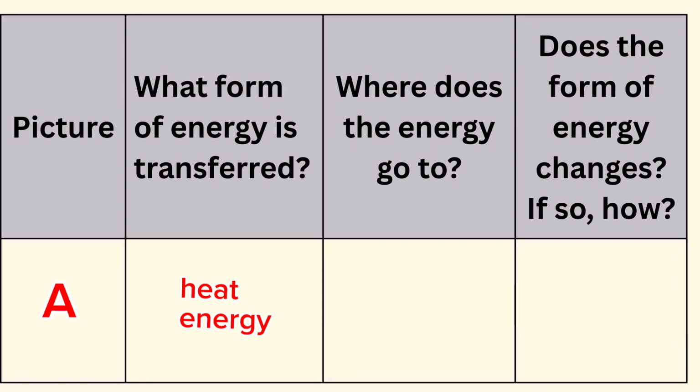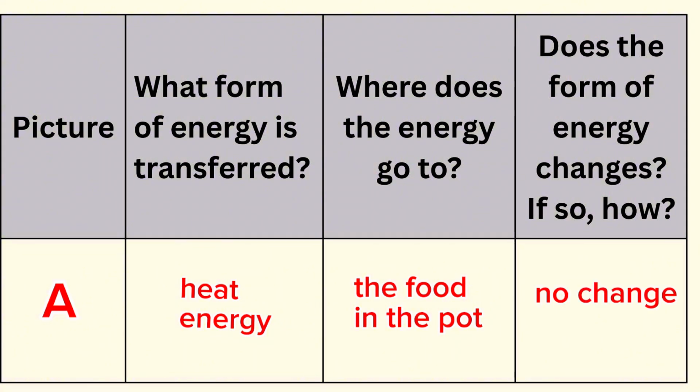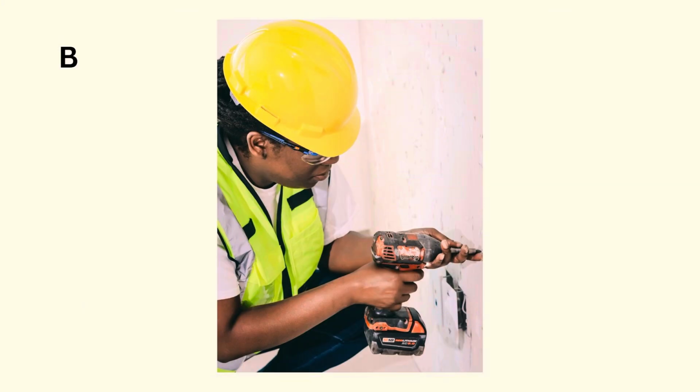So where does the energy go to? The heat energy is transferred from the stove to the pot, which in turn heats the food inside. So that's the form of energy change. If so, how? No, the energy remains as heat energy as it moves from the stove to the pot and then to the food. The process is just a transfer, not changing. Let's look at picture B.